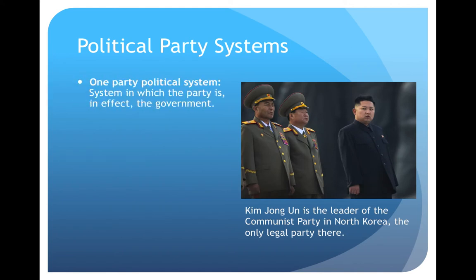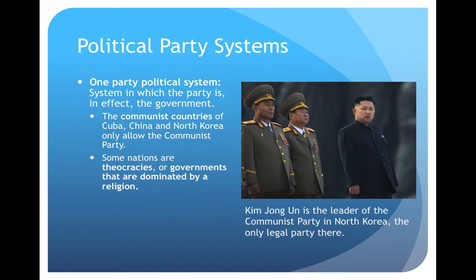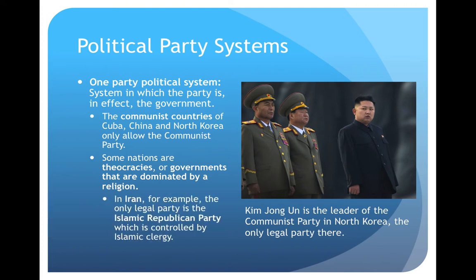A one-party political system is a system in which the party is, in effect, the government. The communist countries of Cuba, China, and North Korea only allow the Communist Party. To the right, you see a picture of Kim Jong-un, who is the leader of the Communist Party in North Korea, which is their only legal political party. Some nations are theocracies, or governments dominated by a religion. In Iran, for example, the only legal party is the Islamic Republican Party, which is controlled by Islamic clergy.